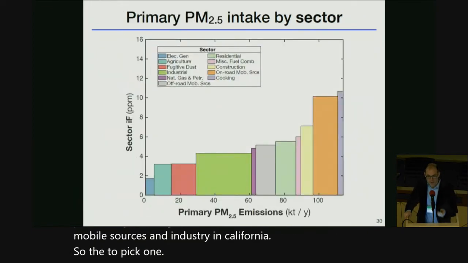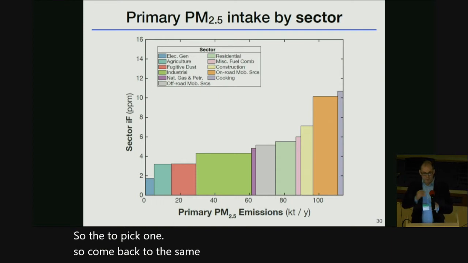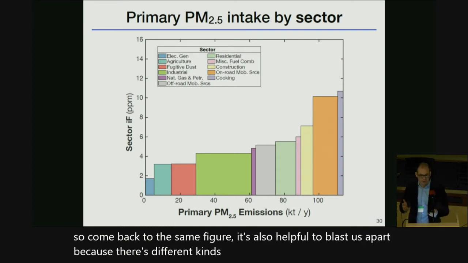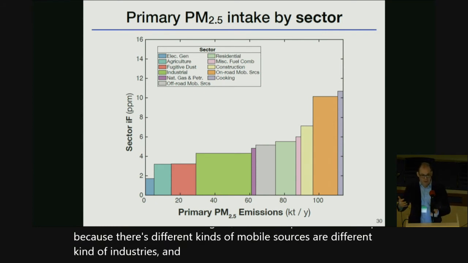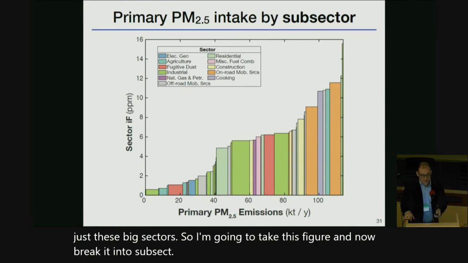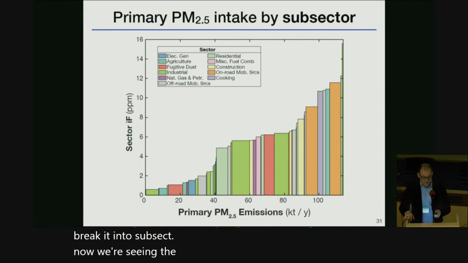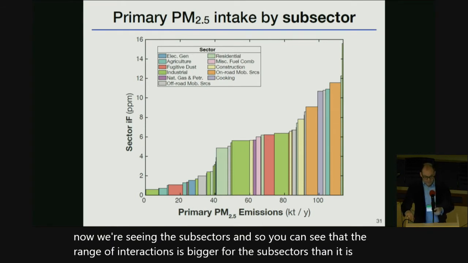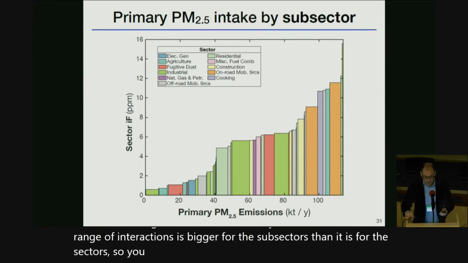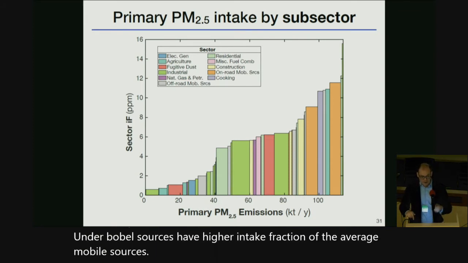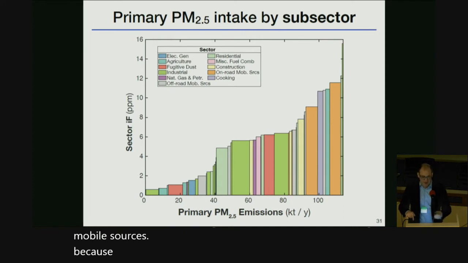So going back to the same figure, it's also helpful to blast this apart because there are different kinds of on-road mobile sources, different kinds of industries and so on. So let's look at the subsectors, not just these big sectors. I'm going to take this figure and now break it into subsectors. Now you're seeing the subsectors, and you can see that the range of intake fractions is bigger for the subsectors than it is for the sectors. So, for instance, some on-road mobile sources have higher intake fractions than others.